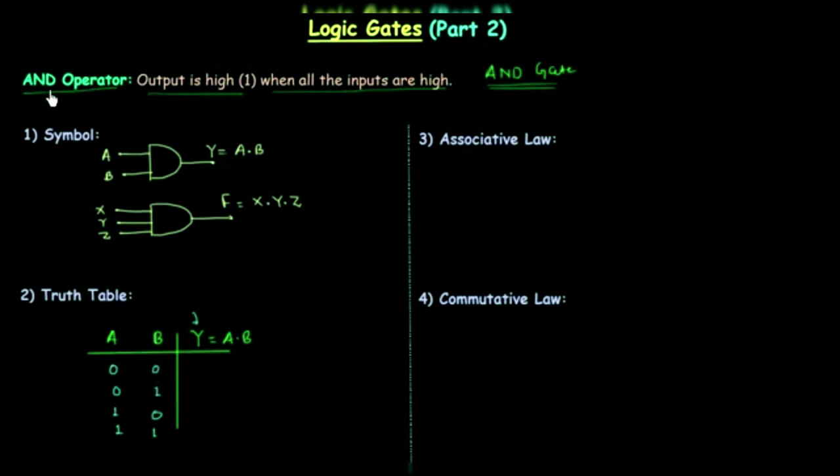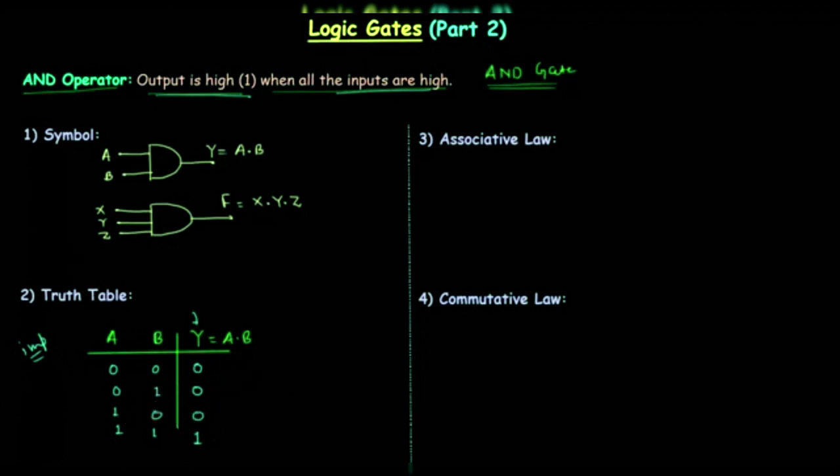As you already know, in case of the AND operator, output is high when all the inputs are high. So output Y for the first case is equal to 0 because both A and B are 0. In the second case also output is equal to 0 because A is 0. In the third case output is 0 because B is 0. And in the last case output is equal to 1 because both A and B are high. So this is the truth table for the AND gate, and this truth table is very important because we will use this a lot in this course.